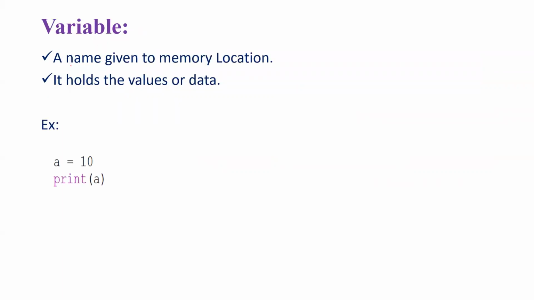Variable. A variable can be defined as a name given to the memory location and it holds the values or the data. Look at the example here, a equal to 10, which means whenever the interpreter sees this line, it will take a memory block from our system and give a name as a and holds the value 10. And whenever we want to refer this memory, we can refer using the variable name a. See here, print of a, which means the output will be 10.